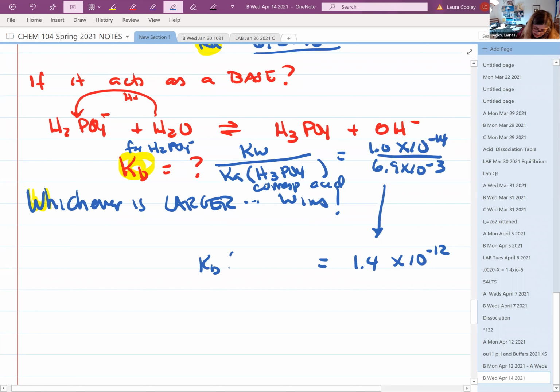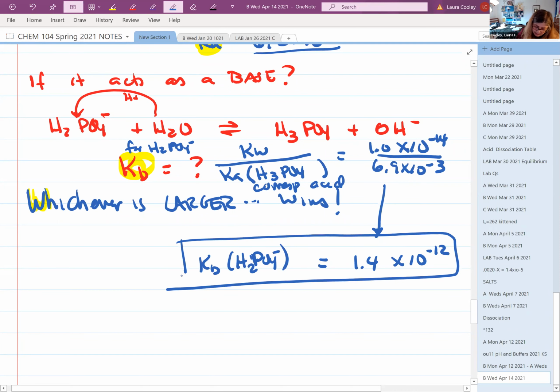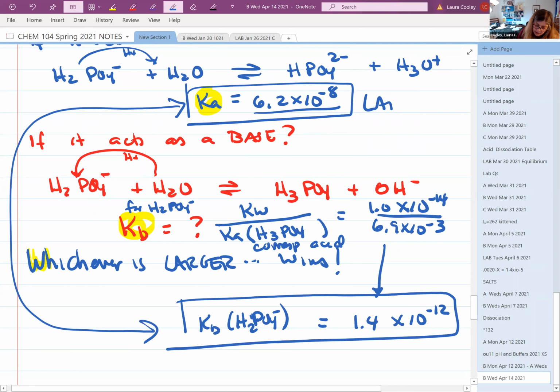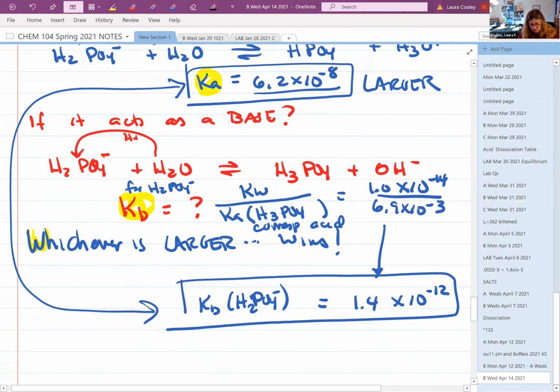So that's Kb for H2PO4 minus. So here's the Kb, and here's the Ka. And if you compare these two, this one is larger. So what does that tell you? It tells you that H2PO4 minus is basic. Wait, sorry, acidic. Because the Ka is larger.